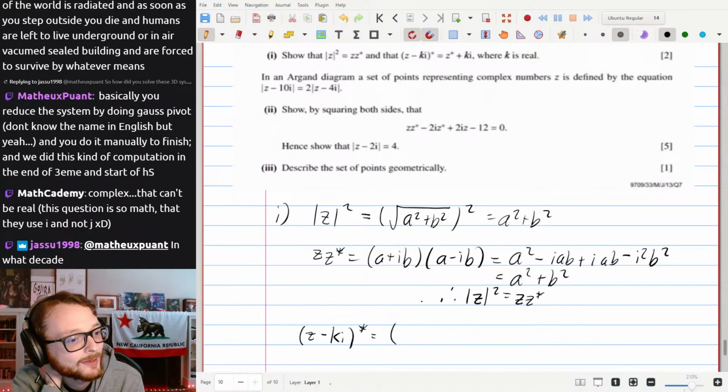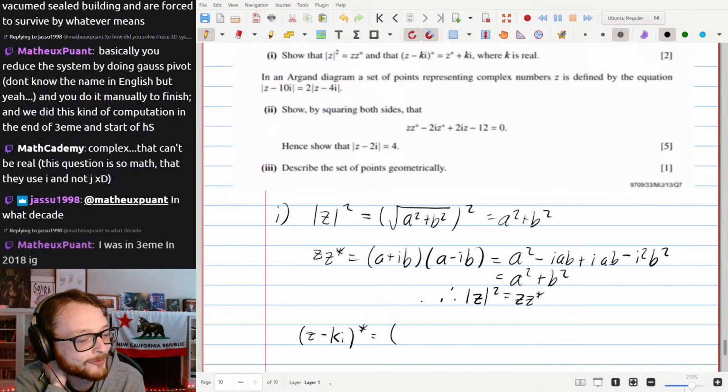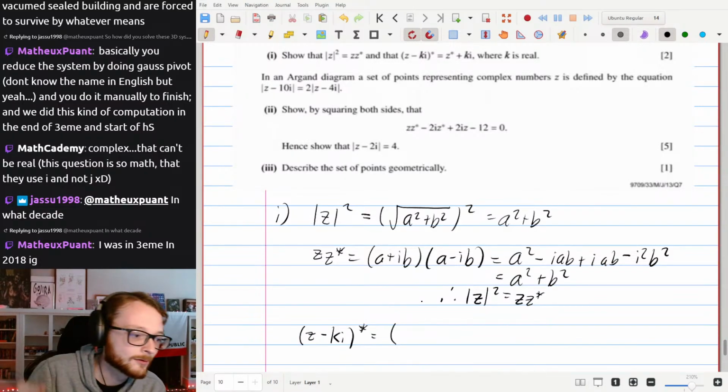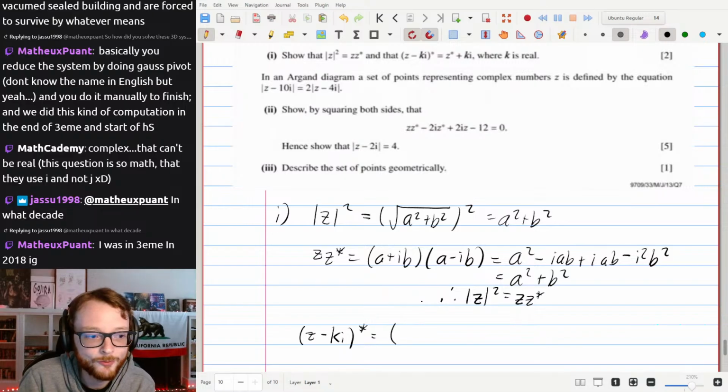I was thinking of creating a game where a radioactive asteroid hit the Earth. What's left of the world is radiated. As soon as you step outside, you die. Humans have to live underground. Ooh, that sounds like my type of game. It sounds like Fallout, but an asteroid instead of a nuke. Oh, like Gaussian elimination, Matthew. I think it's probably Gauss pivot. Or like row reductions, you might say.